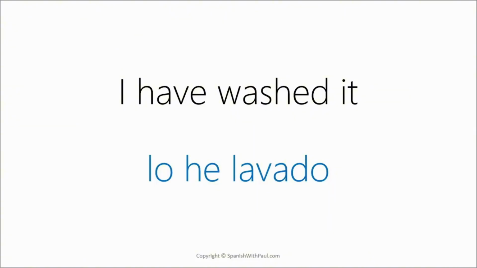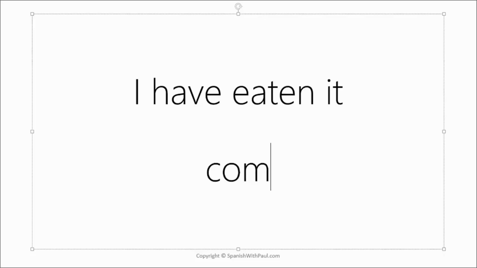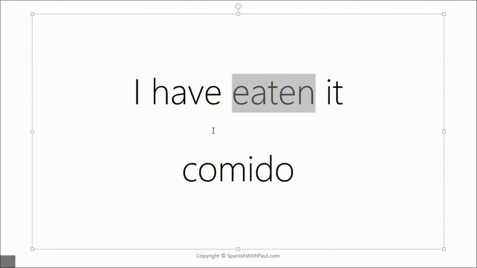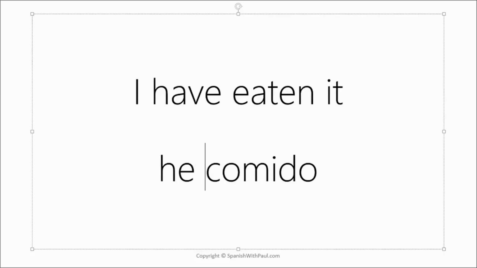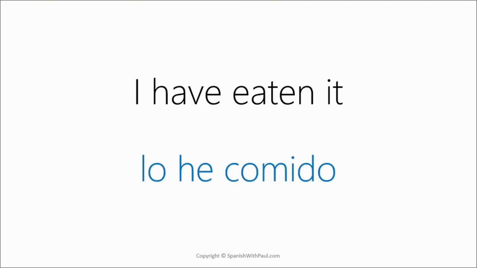In the third example, we have I have eaten it. Now the verb to eat is comer, as we know. We have an ER ending here now, so we have to change slightly. This goes to ido, the sound is ido. So we have comido would be eaten. And again, he comido is I have eaten, and the it goes way up front. So lo he comido, I have eaten it.